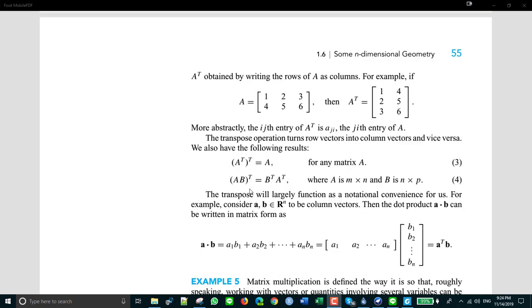Now here's another property that is not quite as obvious as the first one, and that is that the transpose of AB is equal to B transpose A transpose. Remember, we can't necessarily switch the order here, so otherwise it would look really simple. It's not quite as simple as that.